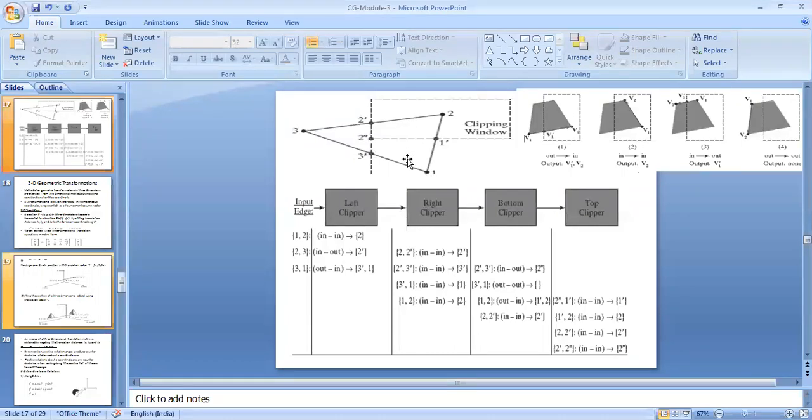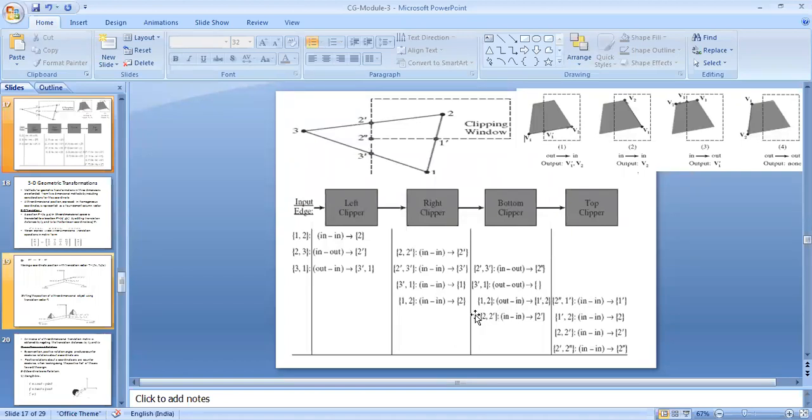Now consider the next edge, 3' 1. Obviously this is outside, this is inside. So 3' 1 means both the vertices are outside, the edge is outside only. 3' 1 is out to out. If it is out to out, don't consider any vertices. So my vertices are null.